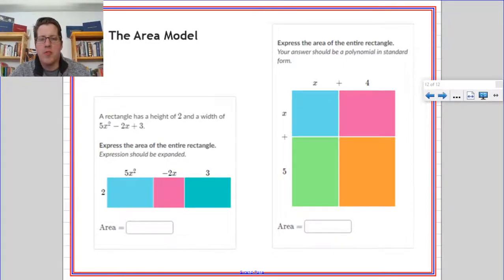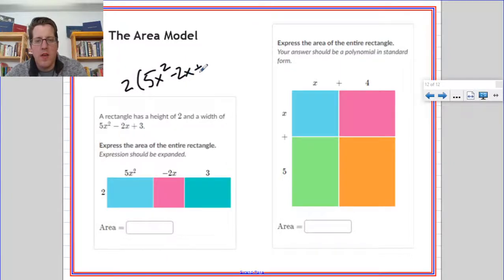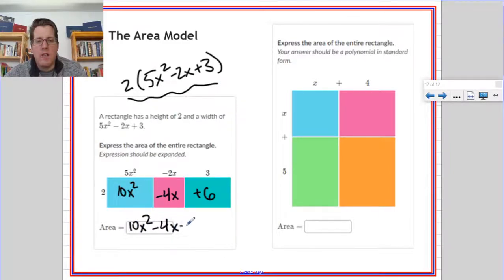So the area model for multiplication when you have polynomials does the exact same sort of thing. So you're going to have an exercise over this in Khan Academy. If you wanted to multiply 2 times 5x squared minus 2x plus 3, you could write that out as rectangles. 2 is the height, and 5x squared, negative 2x, and 3 are different lengths. Then when you multiply those together, you actually get the 3 parts that make up the overall area. So the answer to this multiplication problem is 10x squared minus 4x plus 6.